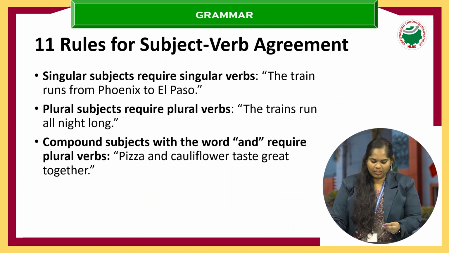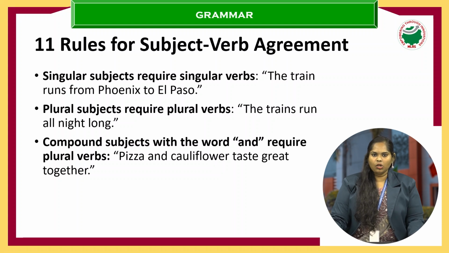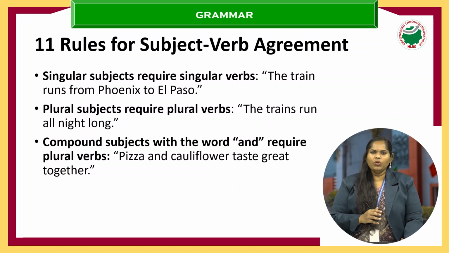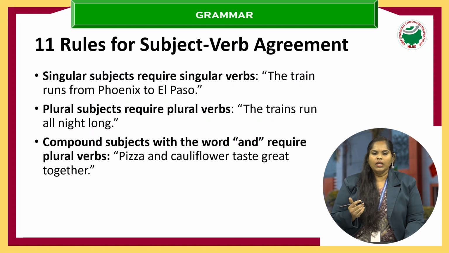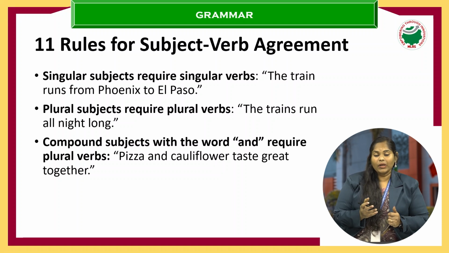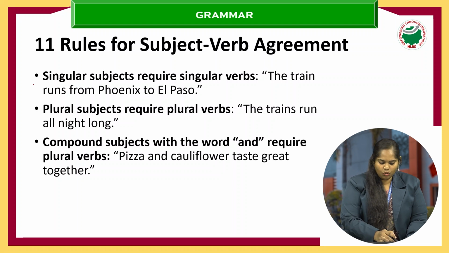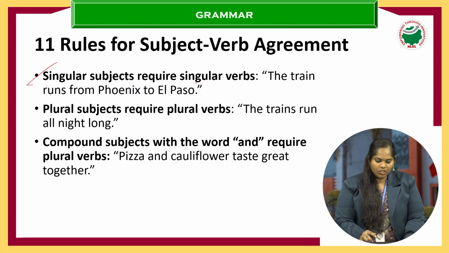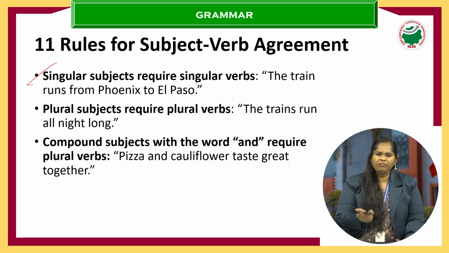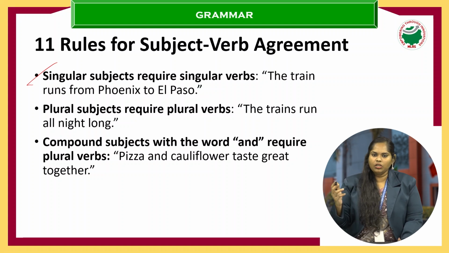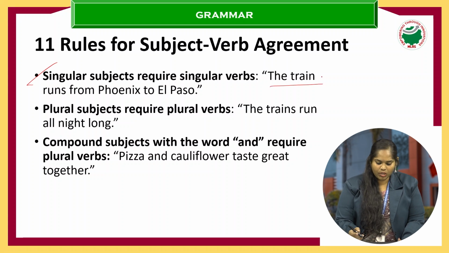I'm sorry, there are 11 rules, and there are 11 examples. As I was already saying, memorizing grammar rules is impossible, but if you have a basic example in your mind, I think you can do better. So the first rule we are saying is: singular subjects require a singular verb, which is the first and basic one. Singular subject, singular verb. Plural subject, plural verb. And the examples are also here.